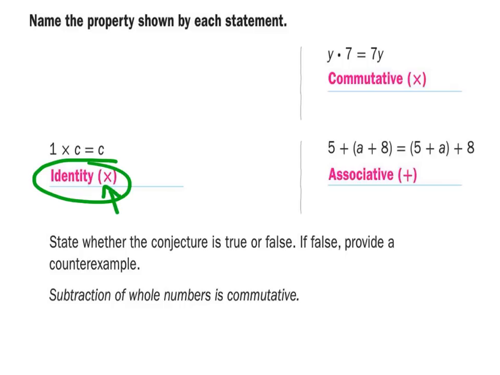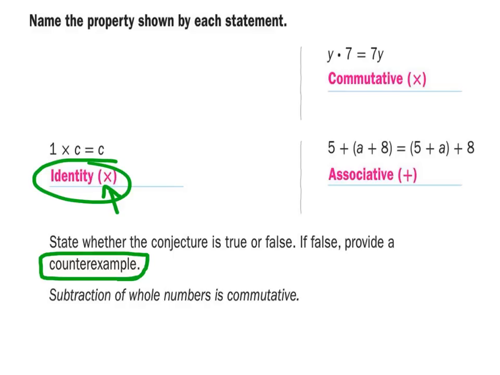Say whether the conjecture is true or false. If false, provide a counterexample. This is a funny word, counterexample. Say it 3 times fast. Say it 10 times fast. A counterexample is any example. It doesn't matter what the numbers are, as long as it proves there's one situation where it's false.